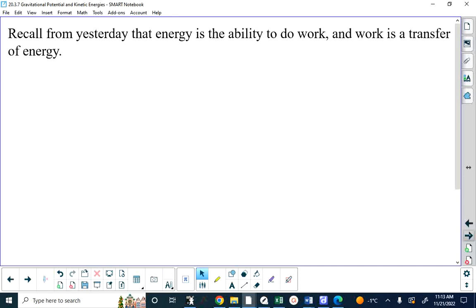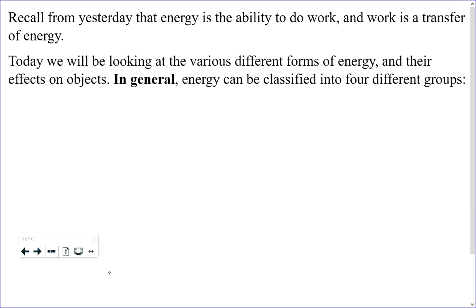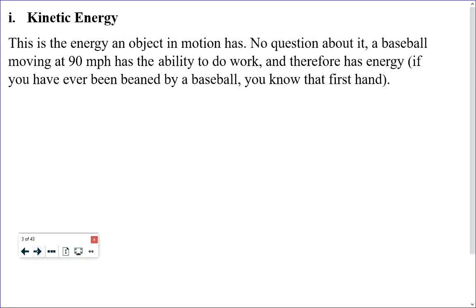So remember from last class that energy is the ability to do work, and work is a transfer of energy. What we're going to be looking at today are different types of energy. And in Physics 30, we use different classifications for energy, okay? But for this course, I'm going to say we're going to break energy into 4 types. The first type is kinetic. And kinetic energy is defined as energy that an object has due to motion.